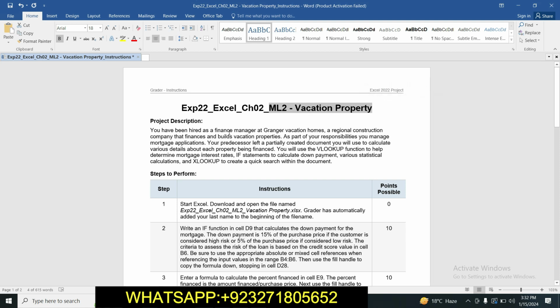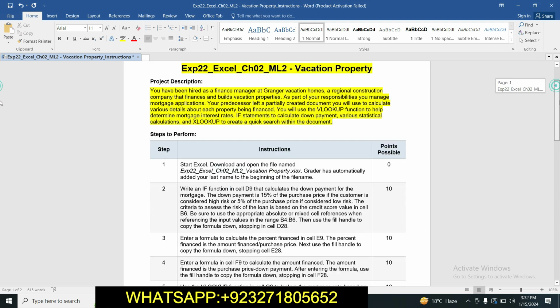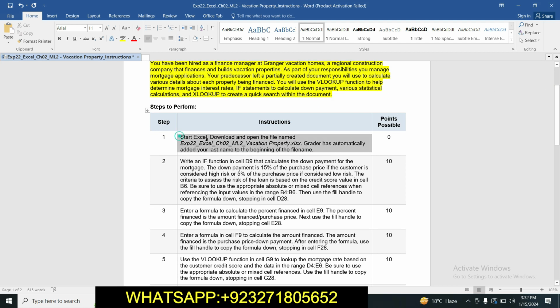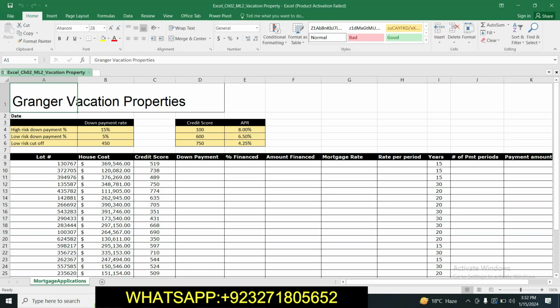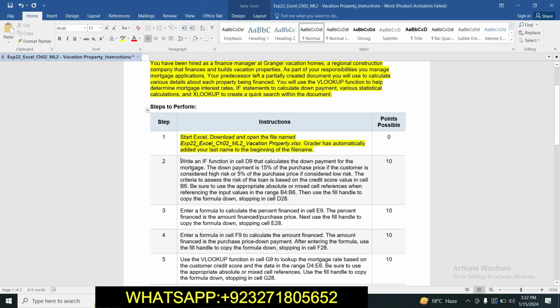Let's start this assignment and solve it step by step. The title of the assignment is XP22 Excel Chapter 2 ML2 Vacation Property. You can see your project description here to get an idea about your assignment. Let's move to the first step, which is about starting Excel. Download and open the file named XP22 Excel Chapter 2 ML2 Vacation Property. You can download this file from your IT Lab dashboard. I have already downloaded and opened this file, so let's move to the next step, step number 2.